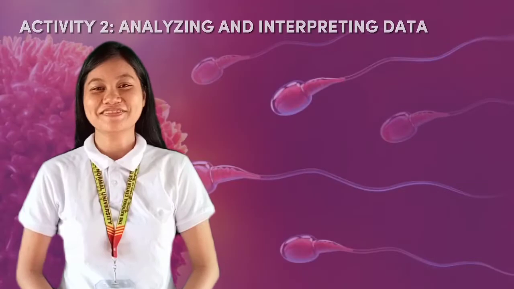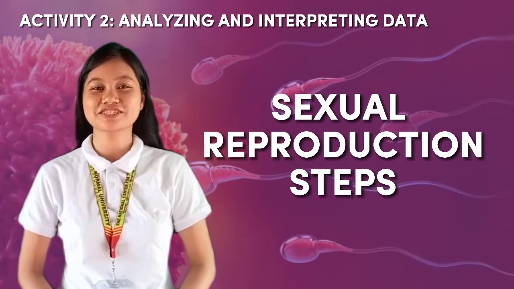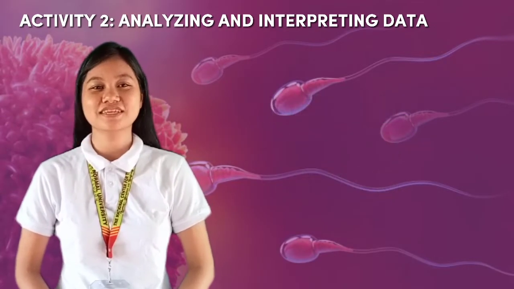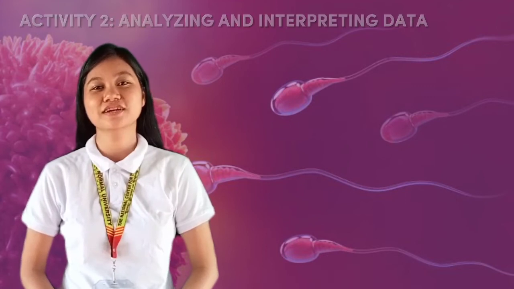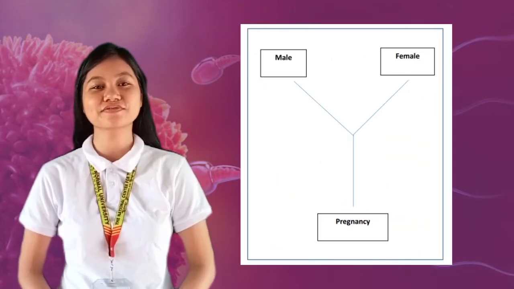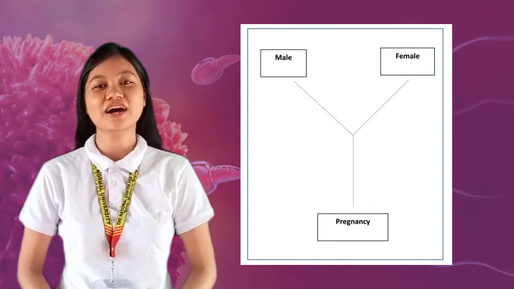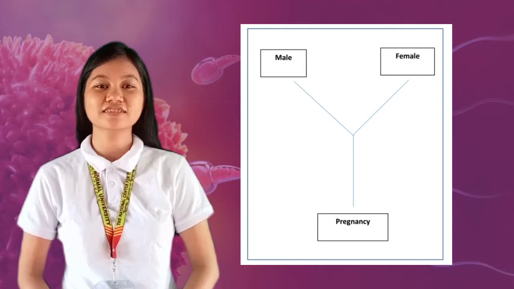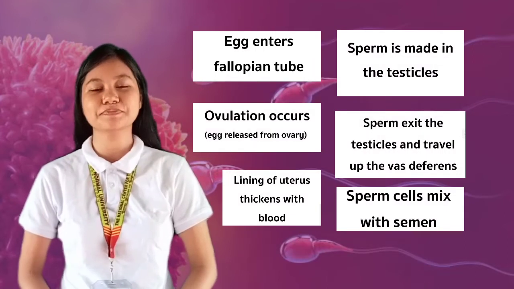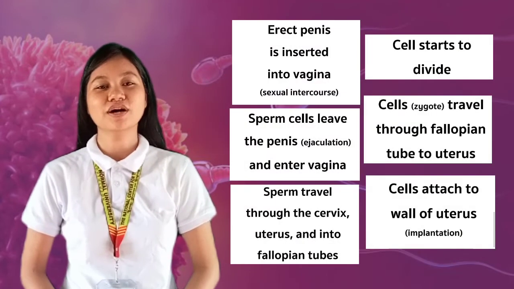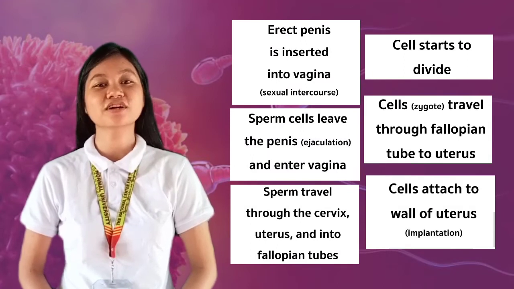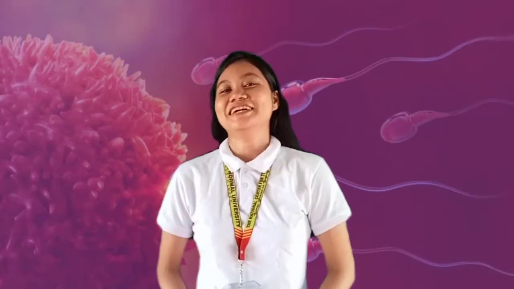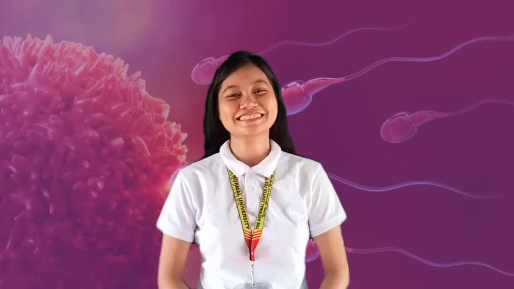For our next activity, it is called Sexual Reproduction Steps. Let's do this activity as a large group. I have drawn here a big Y, one arm of the Y as female, the other arm as male, and a pregnancy at the end. I have this card. It is written here, the different steps in reproduction. I want you to place each step in order along each arm of the Y. Very good, children. You have completed the task. Can someone summarize the steps in reproduction?